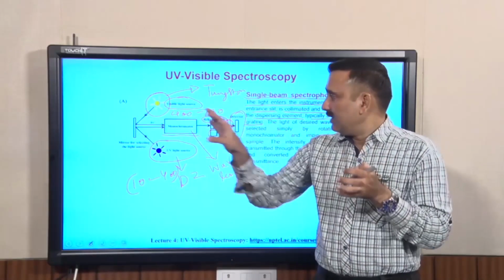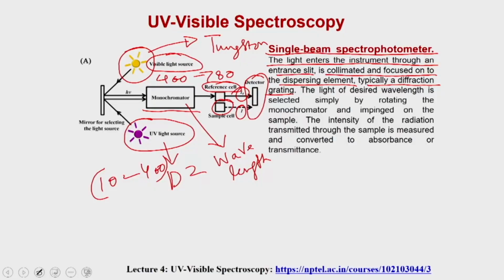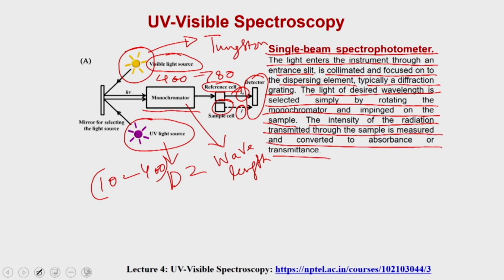So, the monochromator could be as simple as a prism or as complicated as monochromator gratings. It gives you light of the desired wavelength simply by rotating the monochromator and shining it on the samples. The intensity of the radiation transmitted through the sample is measured and converted to the absorbance or the transmittance.